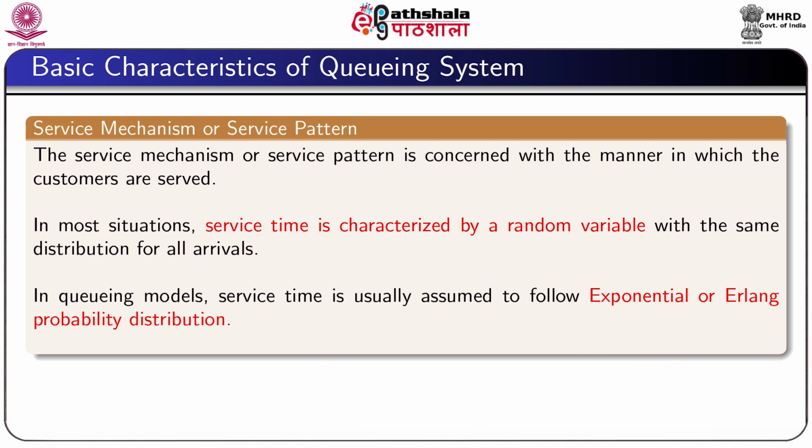Service mechanism or service pattern. The service mechanism is concerned with the manner in which the customers are served. There may be one or more service facilities in the queuing system. In most situations, service time is a random variable with the same distribution for all arrivals. In queuing models, service time is usually assumed to follow an exponential or Erlang probability distribution.